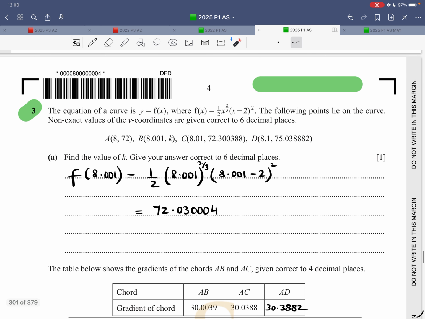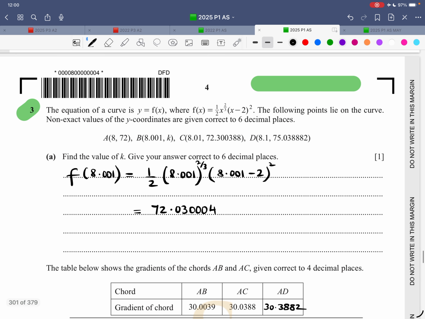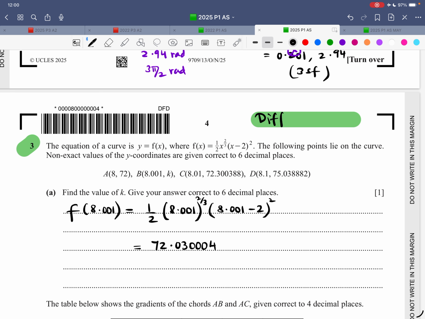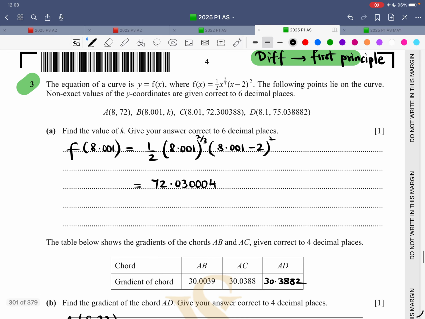The third question, yes, they asked this question on and off, and this is about differentiation using the concept of first principles, something often overlooked. So look at this question very, very thoroughly. The equation of a curve is given. The following points lie on the curve. Non-exact values of y coordinates are given correct to 6 decimal places. Okay, so that's how they are given.